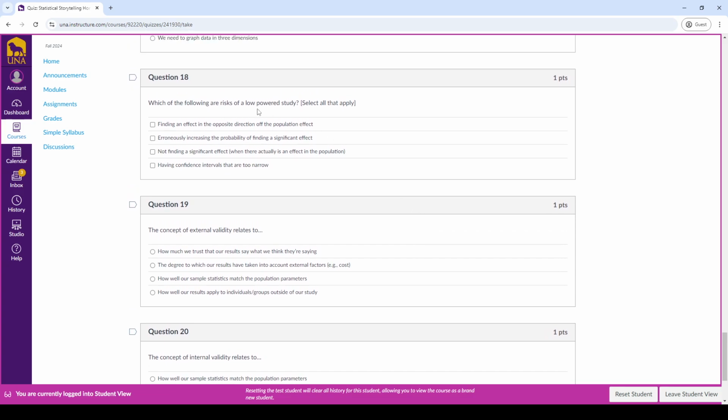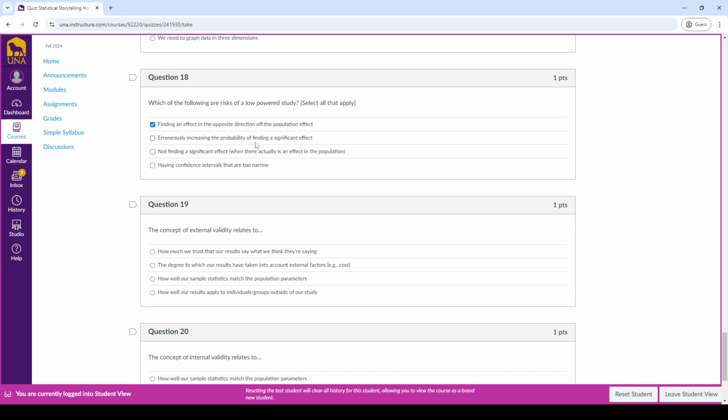All right, which of the following are risks of a low-powered study? Finding an effect in the opposite direction of the population effect. I probably should say of the population effect. I apologize, but that is one. Yeah, we could find an effect in the opposite direction, and if the study is very low-powered, we could find a statistically significant effect in the opposite direction, or just an effect in general.